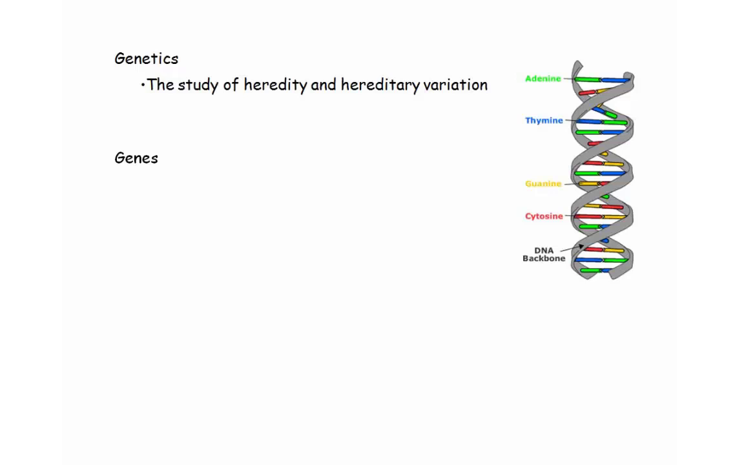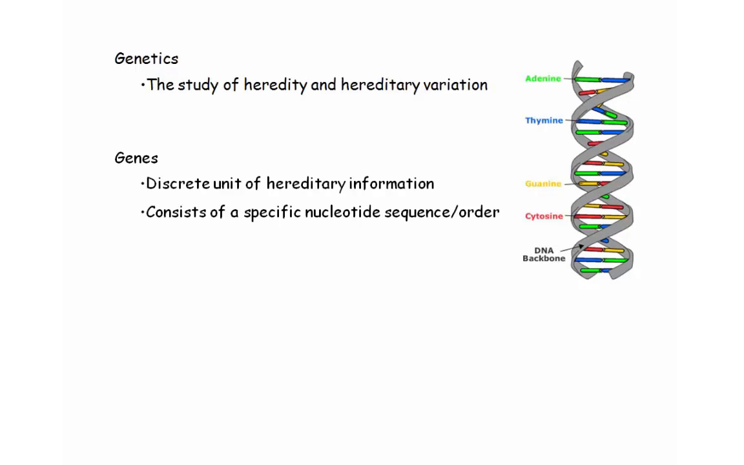Now, specifically, what we're inheriting in those cases are genes. Genes are discrete pieces or units of hereditary information, which essentially boils down to this being a specific section of the DNA molecule. That DNA is going to be composed of a specific nucleotide sequence or order, and that is what our cell is going to be using to tell it how to make all of the different molecules or proteins that it needs to make on a day-to-day basis, and then also throughout its entire lifetime.